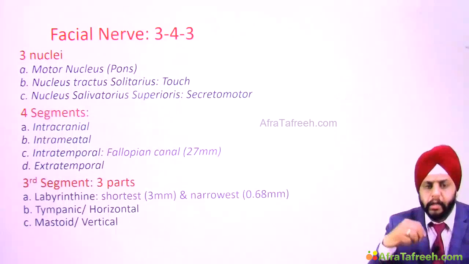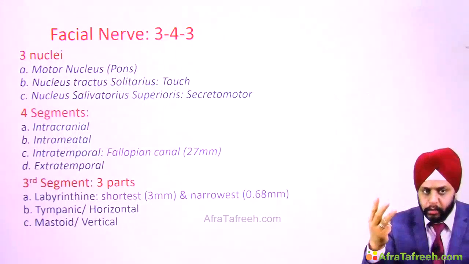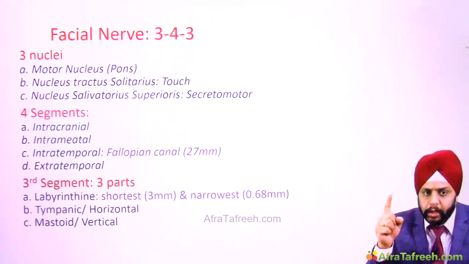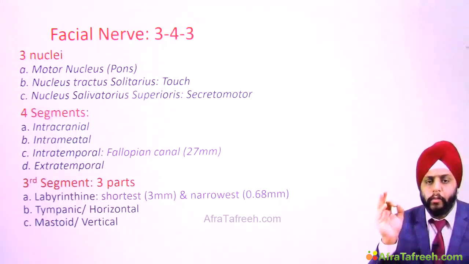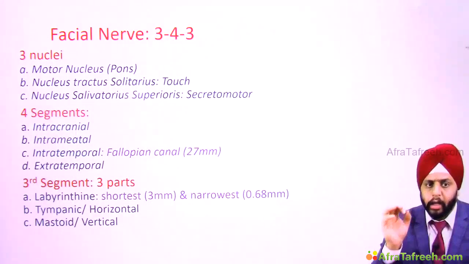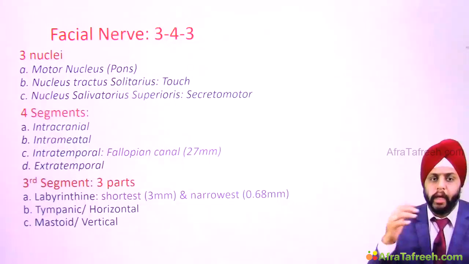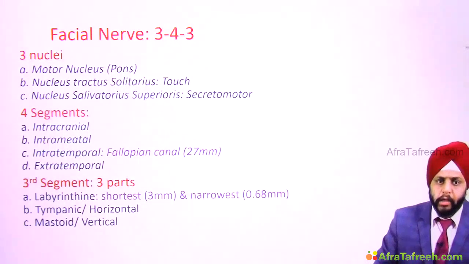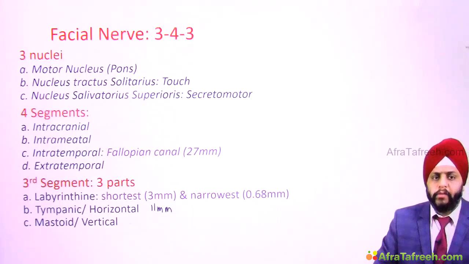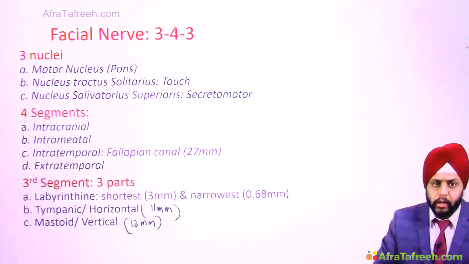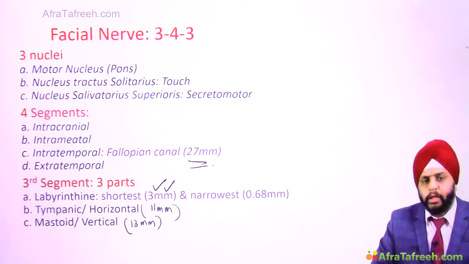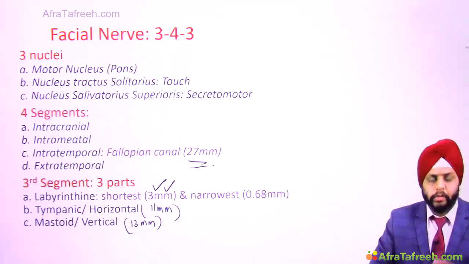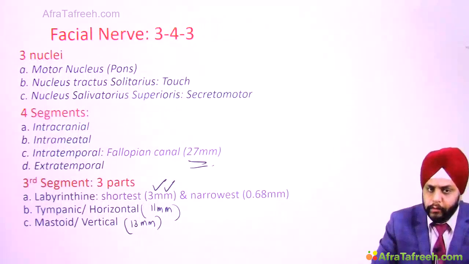The 3rd segment is divided into 3 more segments. Okay, the first is the labyrinthine segment, which is the shortest and the narrowest segment, 3 millimeter length and 0.68 millimeter diameter. Then we have the tympanic or the horizontal segment, approximately 11 millimeters. The mastoid or the vertical segment is approximately 13 millimeters. But these are not significant. What is significant is the labyrinthine, the shortest segment, and the fallopian canal, total length 27 millimeters. Right. So this is the entire anatomy of the facial nerve.